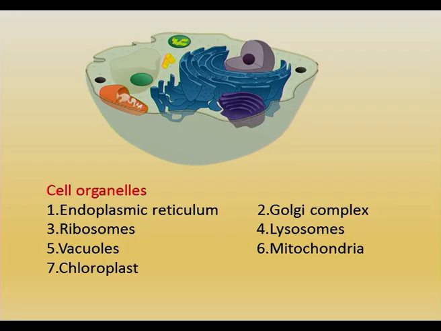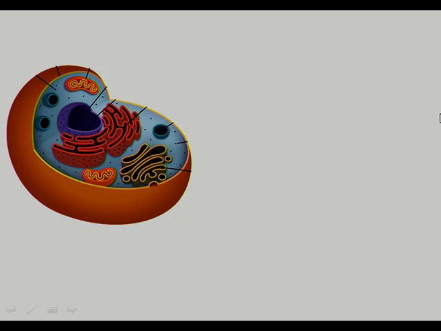Cell has cell organelles within it which perform different life processes. Cell organelles are endoplasmic reticulum, Golgi complex, ribosomes, lysosomes, vacuoles, mitochondria, chloroplast. Now children, let us learn about the structure and functions these cell organelles perform in detail. Observe this diagram of the cell. Here you can see the endoplasmic reticulum near the nucleus.